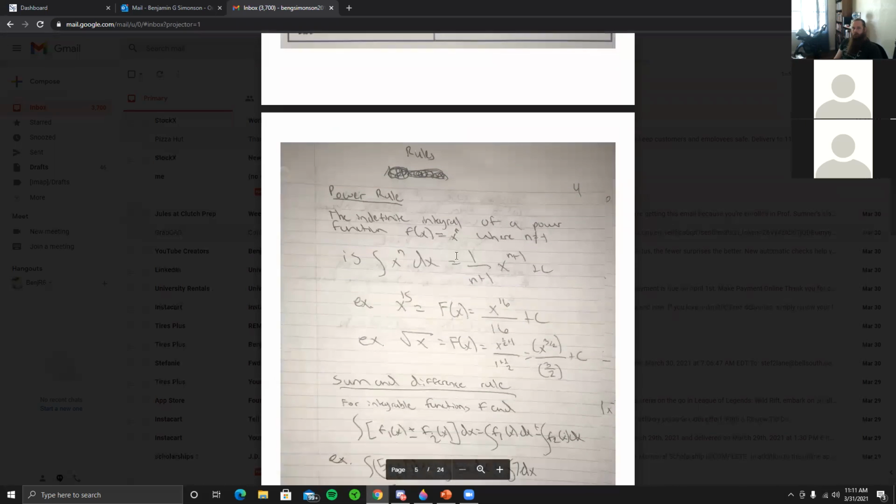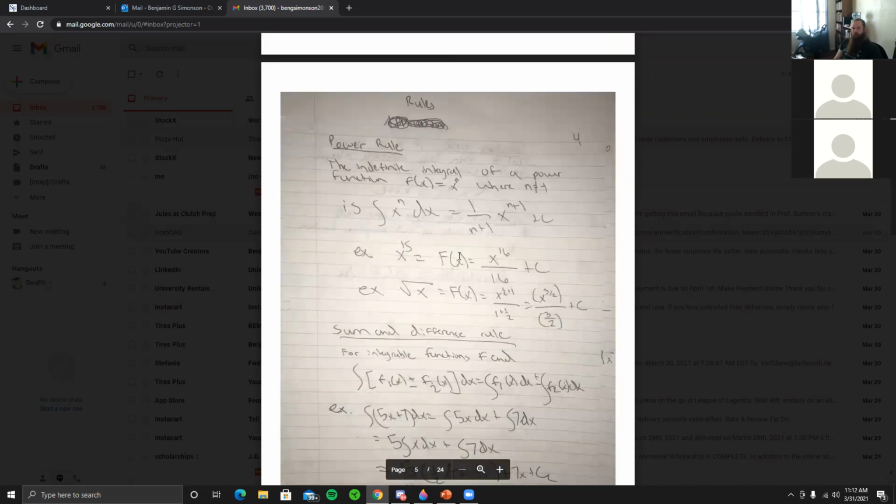So moving on into some of the more explicit rules, we have the power rule. The indefinite integral of a power function f of x equals x to the n, where n cannot equal negative 1, is the integration of x to the n dx is equal to 1 over n plus 1 times x to the power of n plus 1. So it's basically the function raised to its power plus 1, all over the power plus 1. And you obviously must include the arbitrary plus c value.